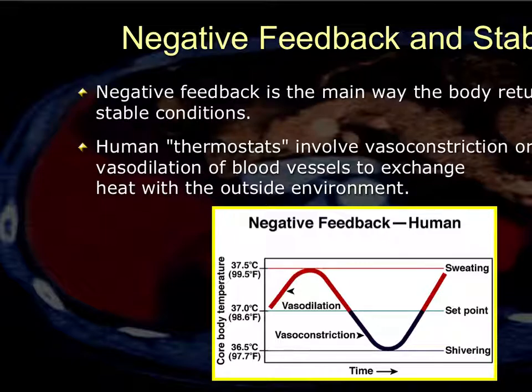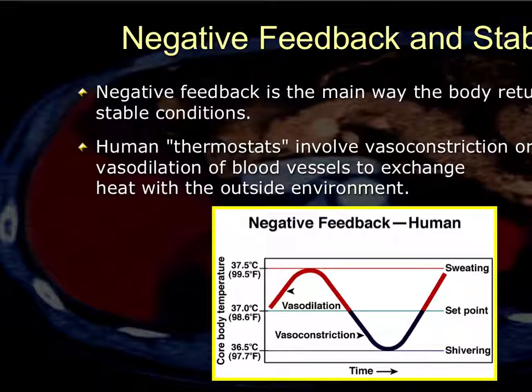So for example, let's look at body temperature. We said that normal body temperature, our set point in this instance, is 37 degrees Celsius. If the temperature increases, so now it's 37.5 degrees Celsius, a receptor is going to pick up that temperature change, send information to the control center, and the control center is going to cause changes that will bring us back down to that set point. So that is negative feedback. We're bringing back to the set point.